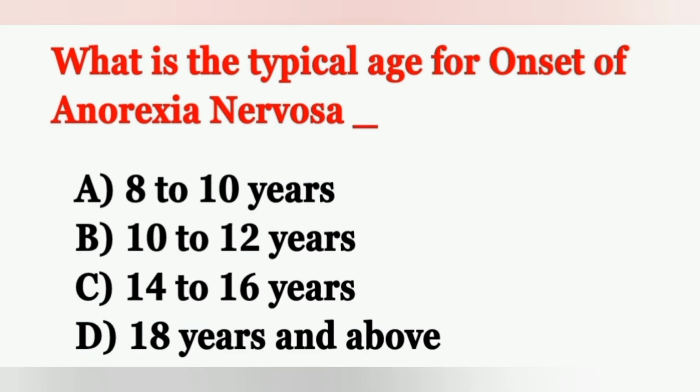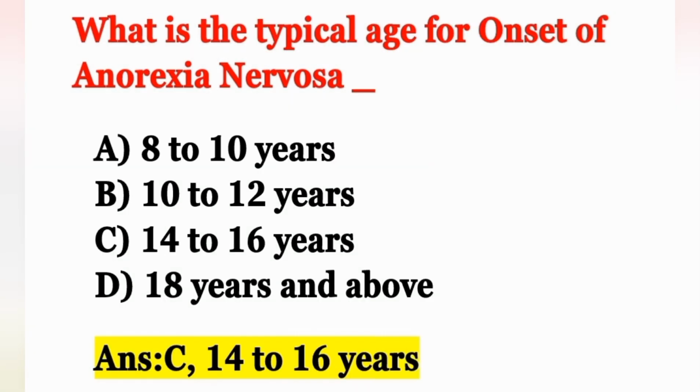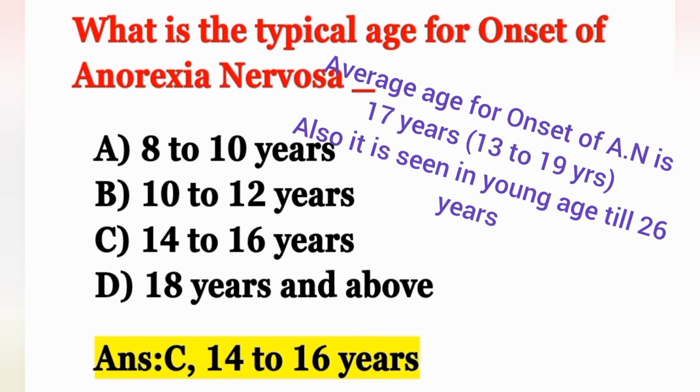What is the typical age for onset of anorexia nervosa? Option A 8 to 10 years, option B 10 to 12 years, option C 14 to 16 years and option D 18 years and above. Typical age for onset of anorexia nervosa is option C, 14 to 16 years. Anorexia nervosa is an eating disorder where the person is not taking food or refuses to eat. Bulimia nervosa means overeating.